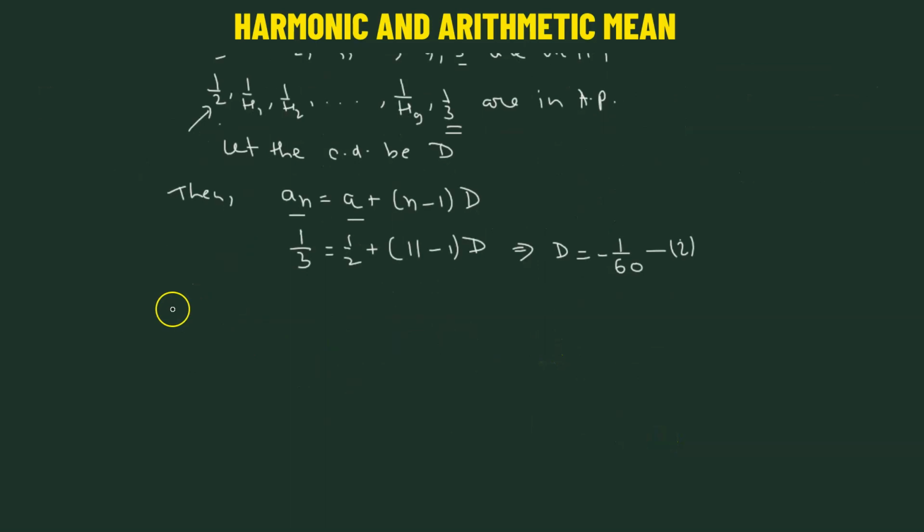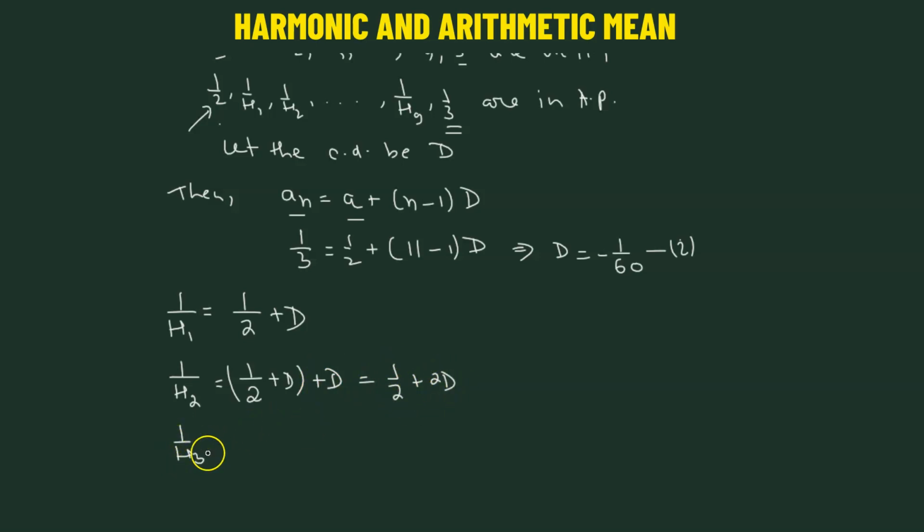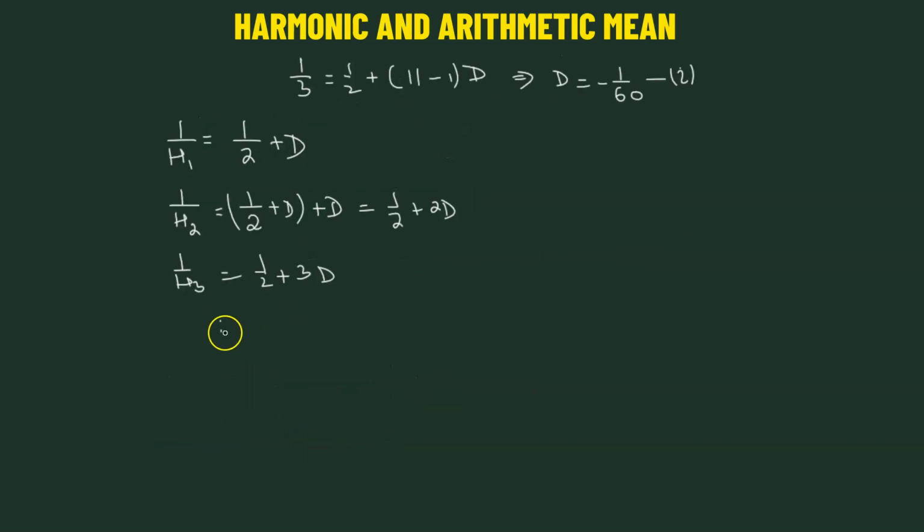Now, if we want to find the value of 1 over h1, this is the second term. All we have to do is take the first term, which is half, and add the common difference d to it. Similarly, 1 over h2, the third term, will be half plus 2d, taking the previous term and adding d. Similarly, 1 over h3 is half plus 3d. If we continue the trend, we can define 1 over hi as simply half plus i times d.